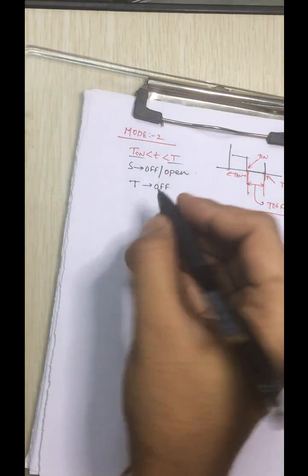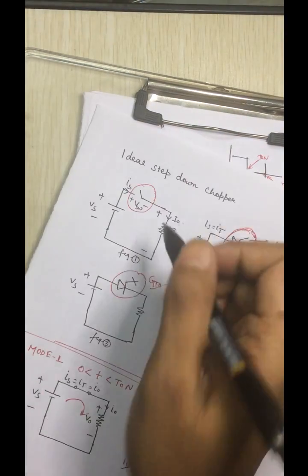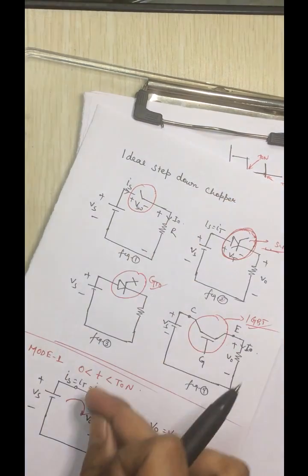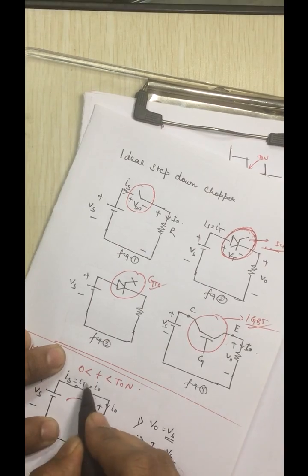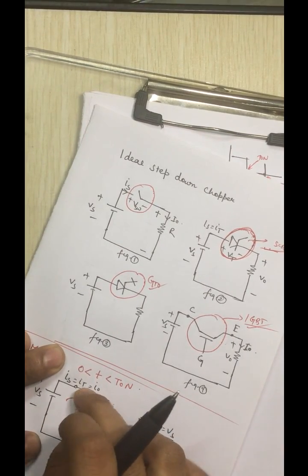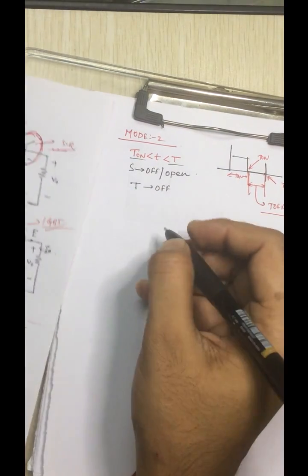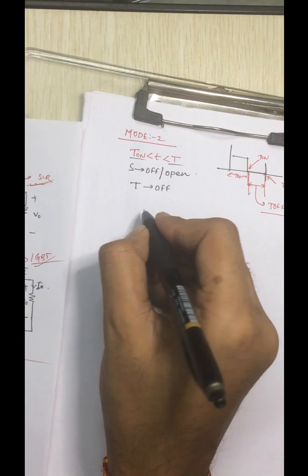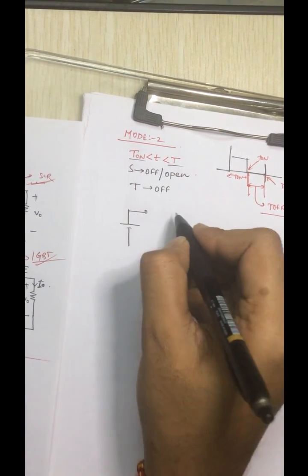Now what will our circuit be? The main circuit is over here. In mode 1 we turned on the switch, means we closed the switch, so the voltage appeared across this one. Now we are opening the switch. So from this diagram we can make the circuit like this one.